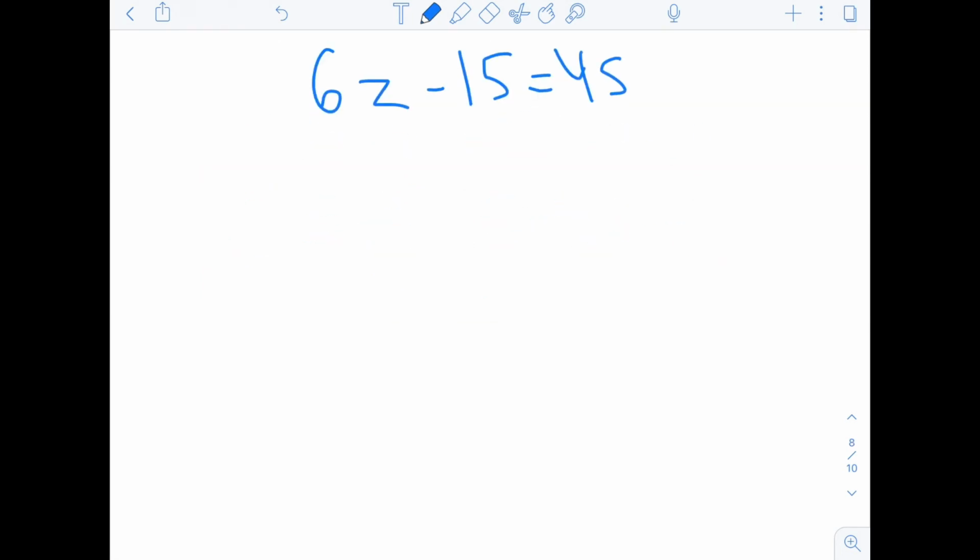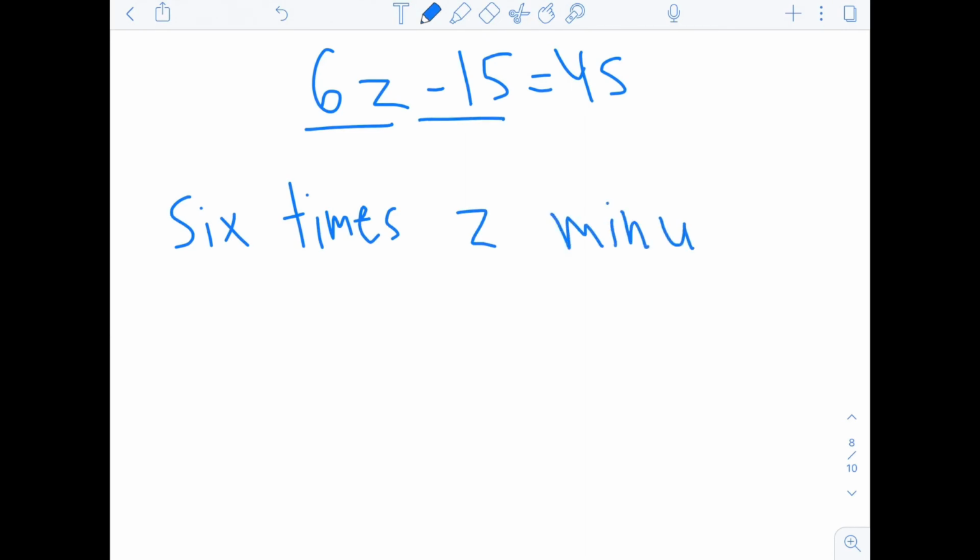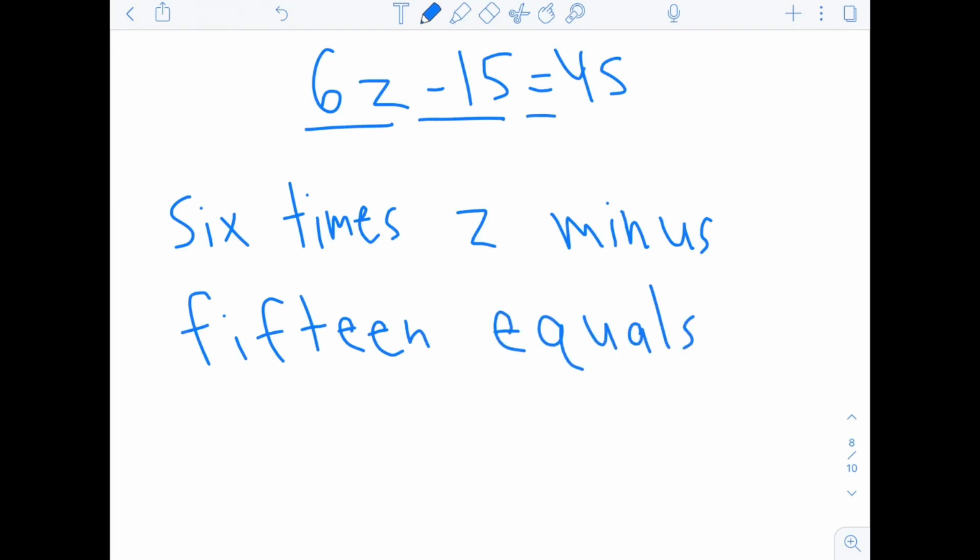Now let's work backwards. Let's take this equation and put it into a sentence. Let's start with the first part. 6 times z. So that's just 6 times z. And then we're subtracting 15, so minus 15. The next part is equals 45. It's pretty obvious.